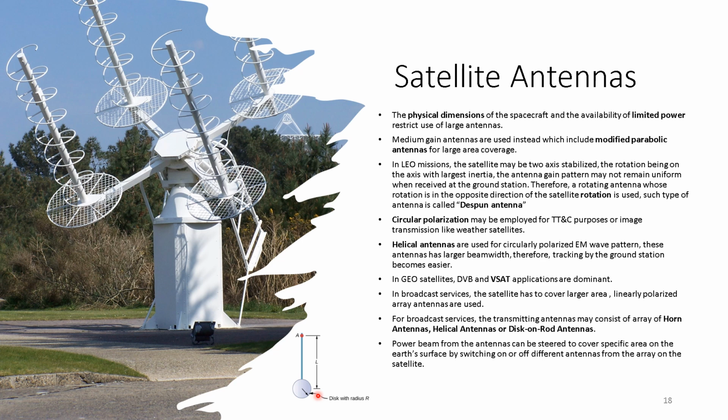Power beams from the antenna can be steered to cover a specific area on the Earth's surface by switching one of the elements on and off. So we have steering capability of the antenna, not by physical or mechanical means. We can just control the array by turning elements on and off or controlling the phase.